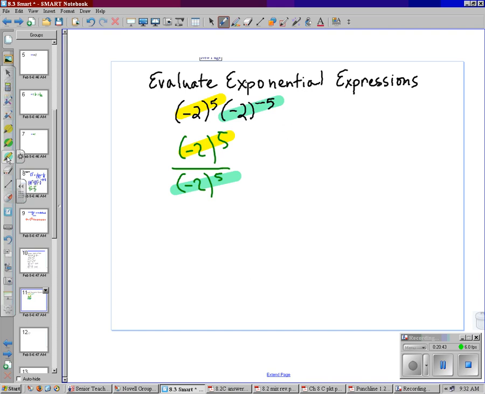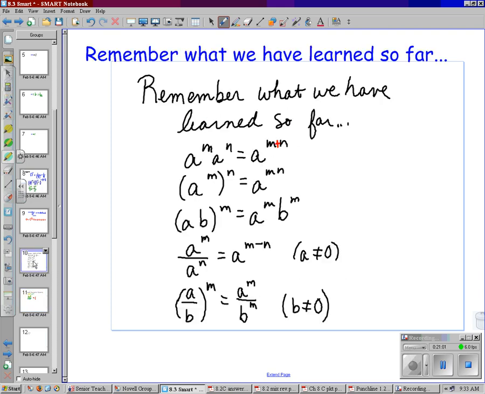If you take a number and divide it by itself, what do you get? Kayla? 1. You get 1. A number divided by itself is 1. Let's think back to what we've learned so far. Remember this little thing right here? Let's see, right here. We're subtracting.